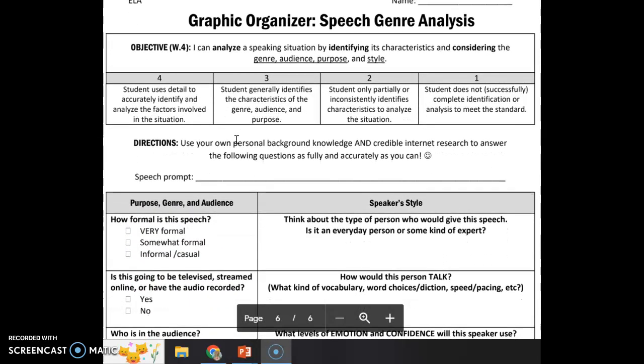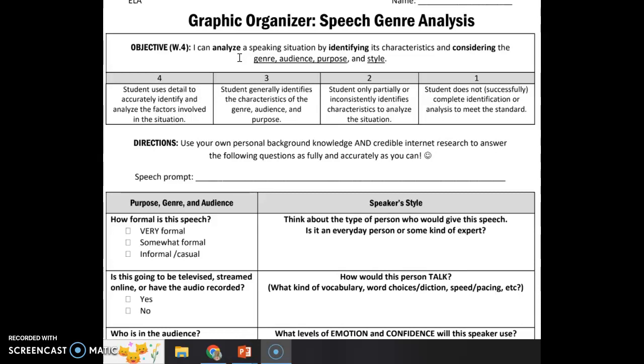Okay, and then this is what we're going to use to analyze the speeches and to score them. So you are wanting to get 4s in the categories, right? And analyzing the speaking situation is by identifying the characteristics. All right, so what are the things that you're noticing about the speech? And then you have to consider the genre, the type of speech, the audience, who would this be delivered to, the purpose, why are you giving this speech as the speaker, and then the style.